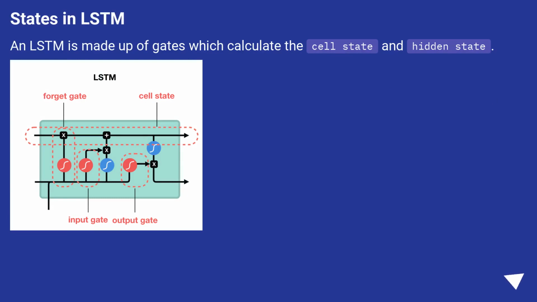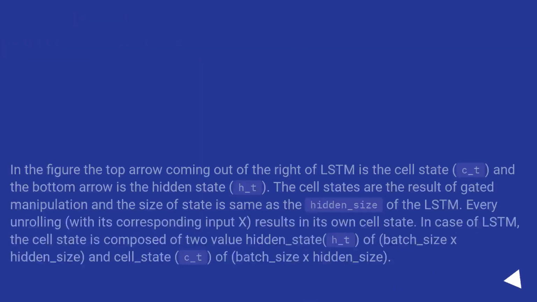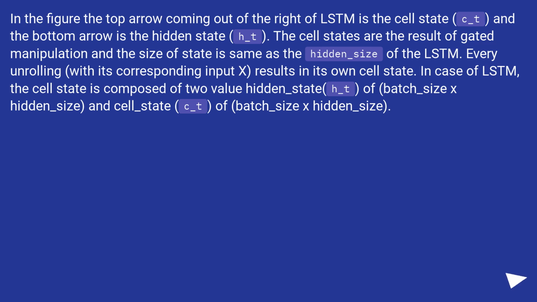States in LSTM. An LSTM is made up of gates which calculate the cell state and hidden state. In the figure, the top arrow coming out of the right of the LSTM is the cell state, C_T, and the bottom arrow is the hidden state, H_T. The cell states are the result of gated manipulation and the size of the state is the same as the hidden_size of the LSTM. Every unrolling, with its corresponding input x, results in its own cell state.